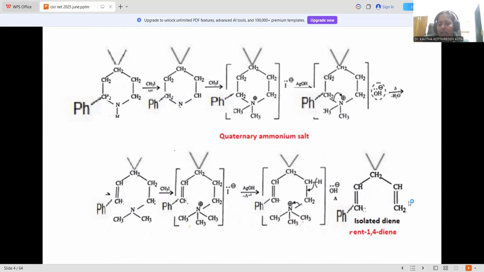Both the double bonds are isolated double bonds, and they are present on the two terminal carbon atoms, and this is said to be a 1,4-diene. First, second, third, fourth: the first and fourth carbons have double bond nature. That's the reason why the 1,4-diene originated by the Hofmann exhaustive methylation process. This is step number 1.